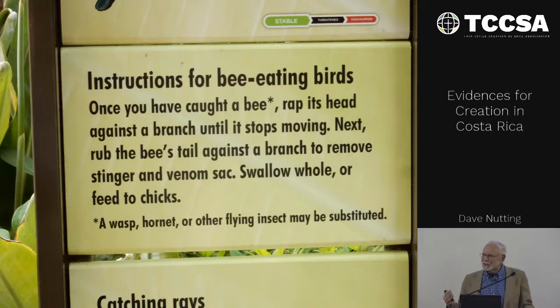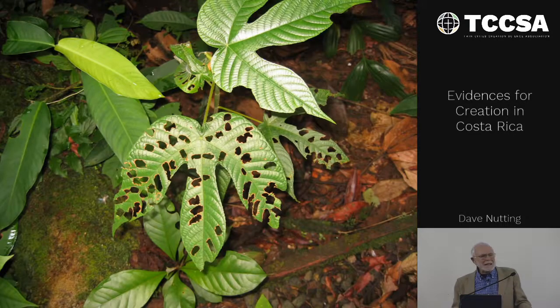How did this little guy know how to do it? So you could do a bee, you could do a wasp. It says you can substitute those things, right? Whatever you want. Amazing.